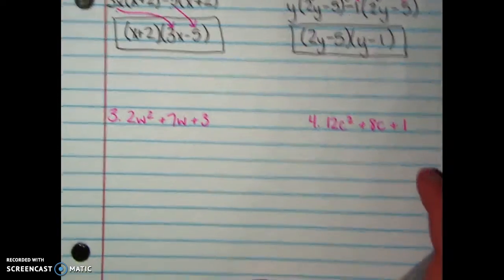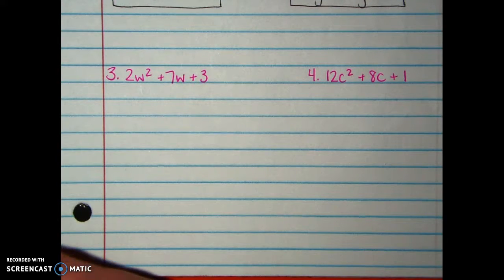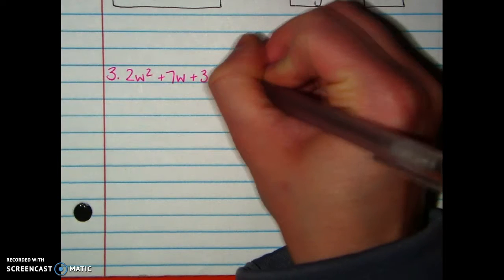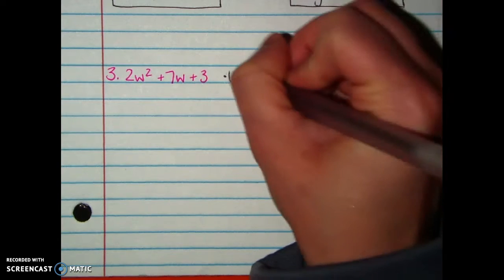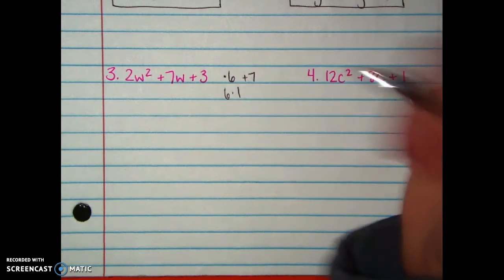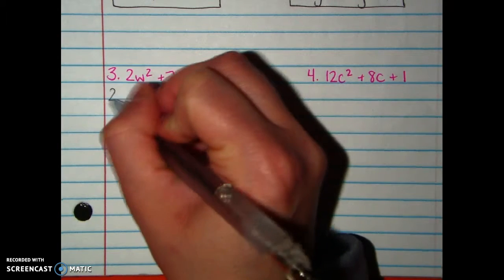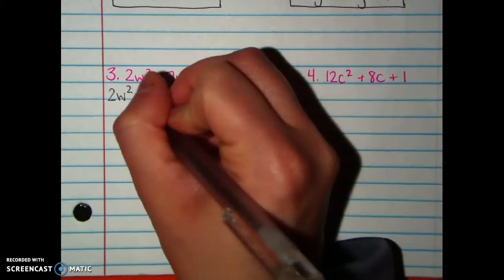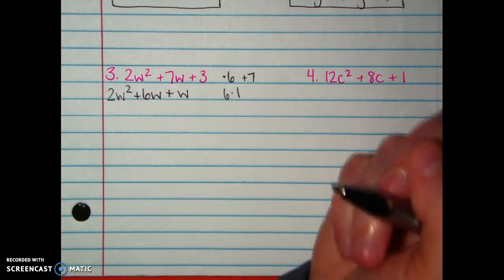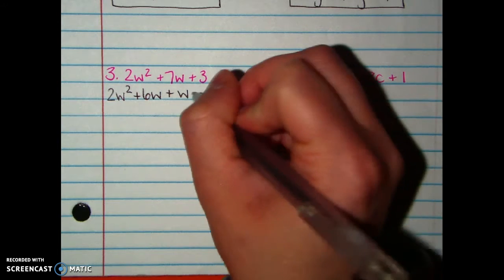Okay, 2 more. Okay, so here, multiply a times c. 2 times 3 is 6. And then I have to add to get 7. So that one is going to be a +6 times a +1, because 6 plus 1 is 7. So 2w squared plus 6w plus w, you can also put 1w if you want to, plus 3.